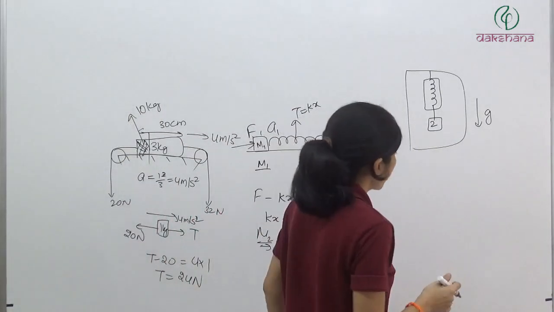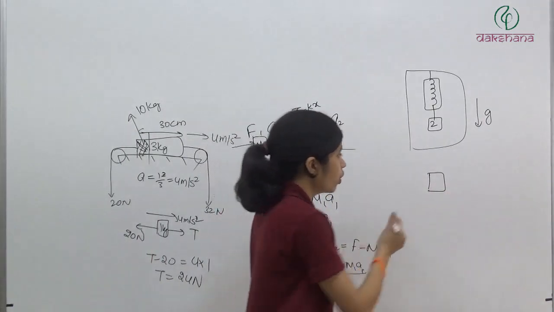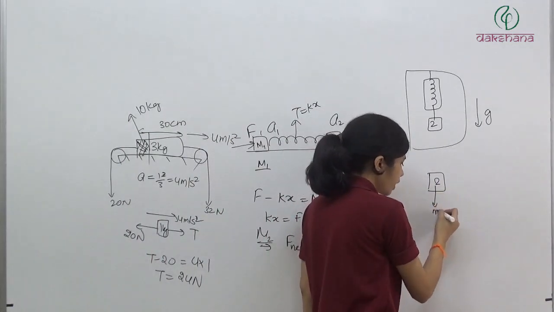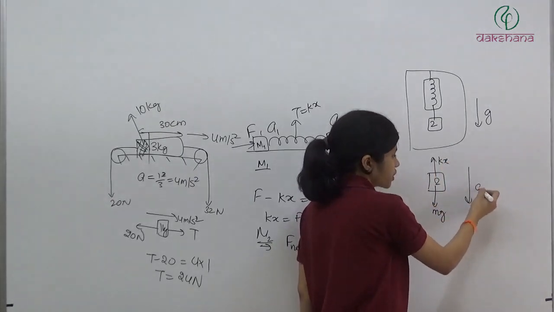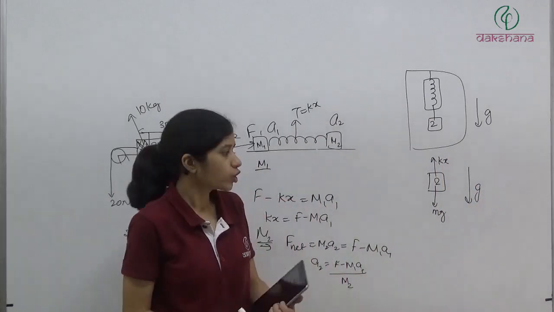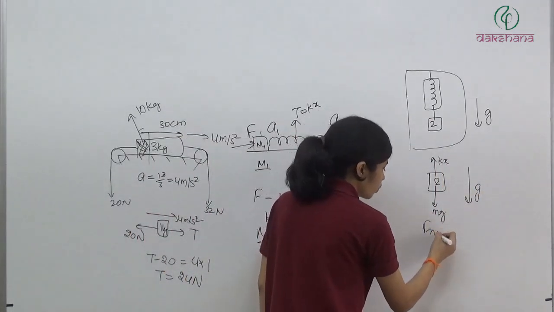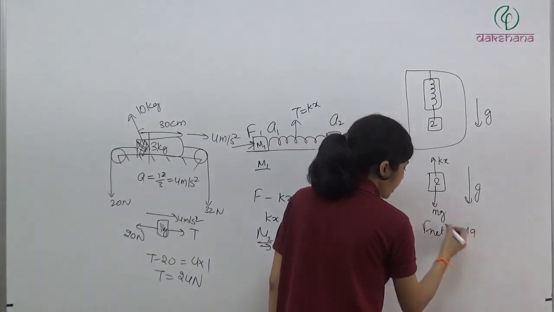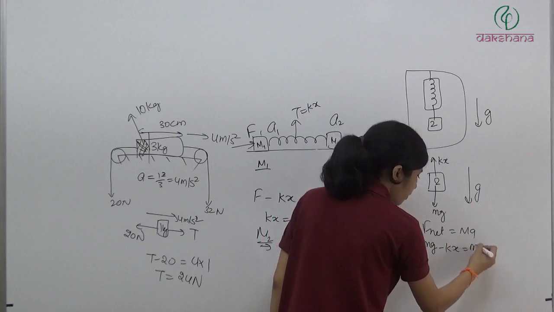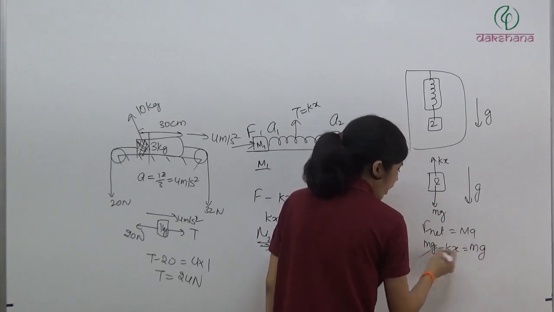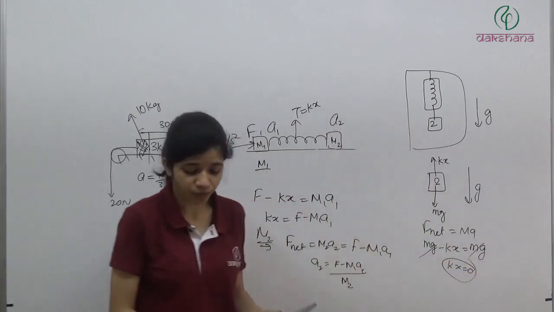So here, see, if you see this block, you stand on the ground and look. There is a force mg acting on it, a force kx acting on it, and its acceleration is g. Okay? So here net force is equal to ma. Net force is mg minus kx is equal to mass m times acceleration g. So what does kx come out to be? Kx is equal to 0. It should come out like that. Okay?